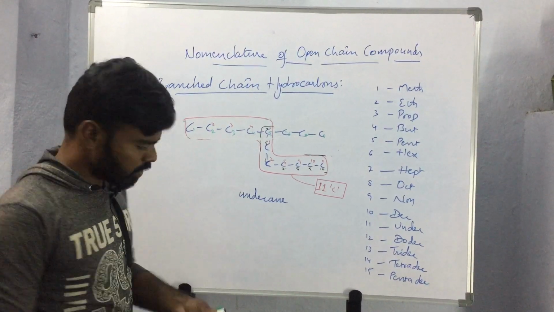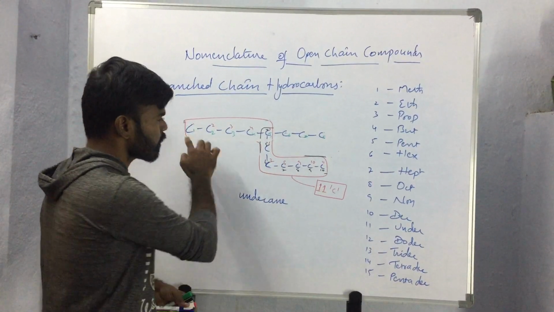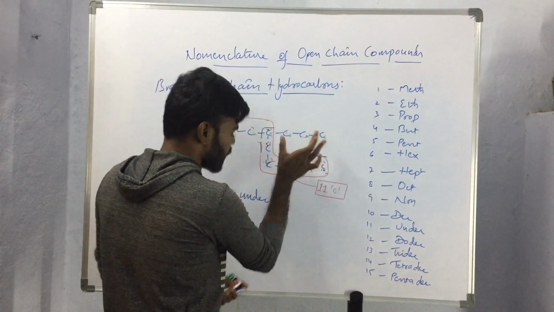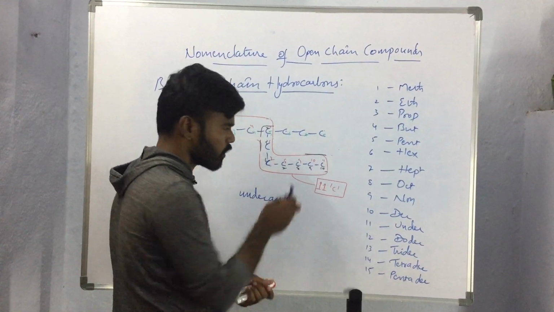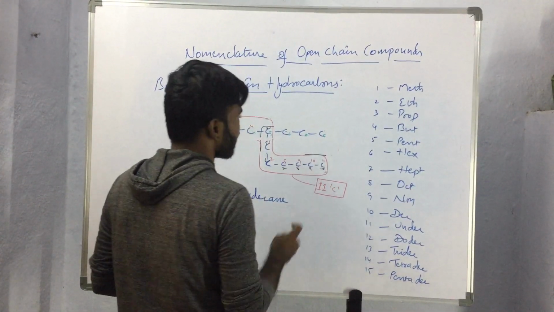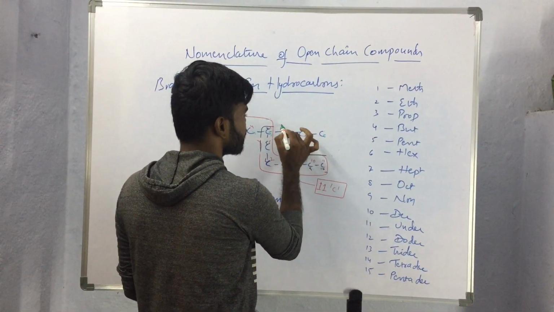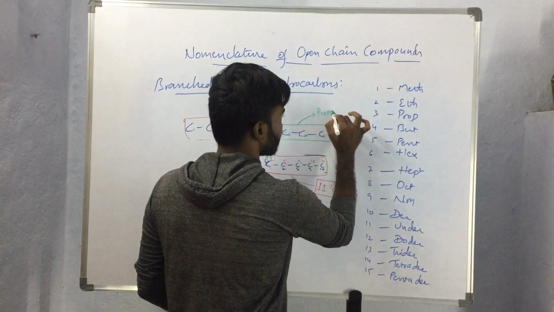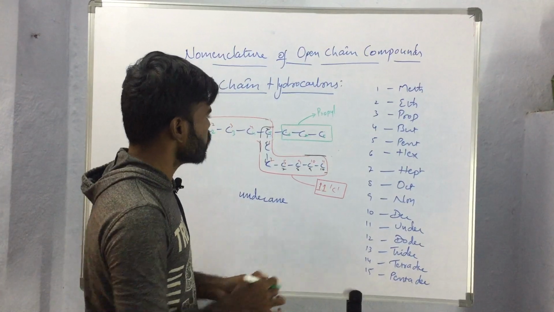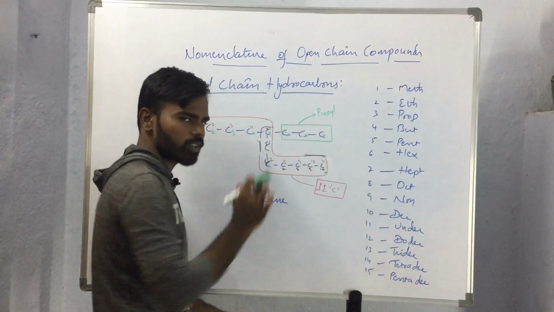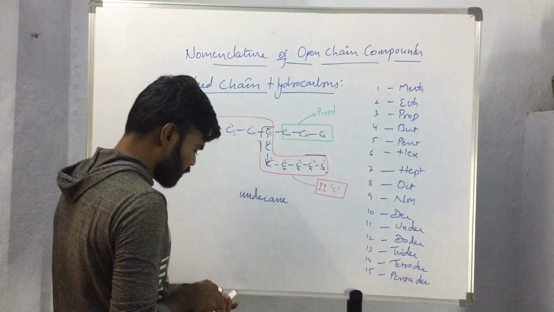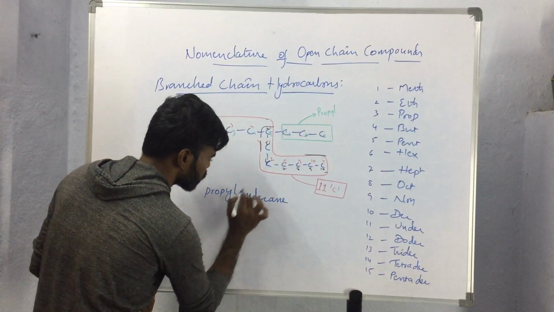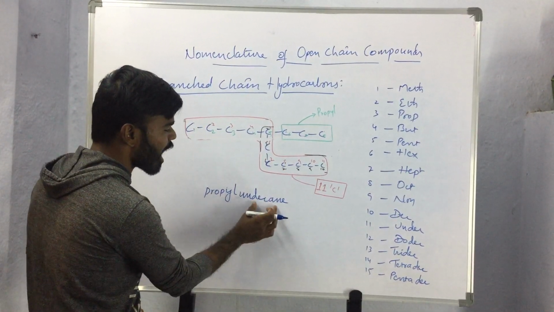Okay, fine. So we are considering this as the longest continuous chain. So this will be the substituent molecule here. As this substituent has 3 carbon atoms, it can be named as propyl group. So here the side chain will be the propyl group. So this has to be the suffix for this compound. So the name of the compound will be propyl undecane.